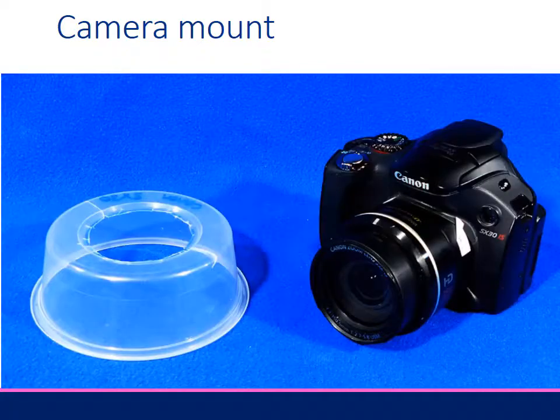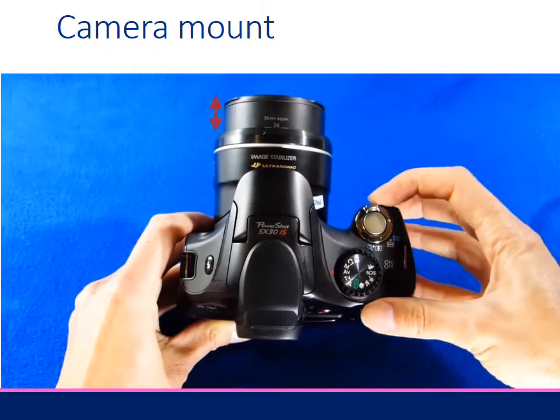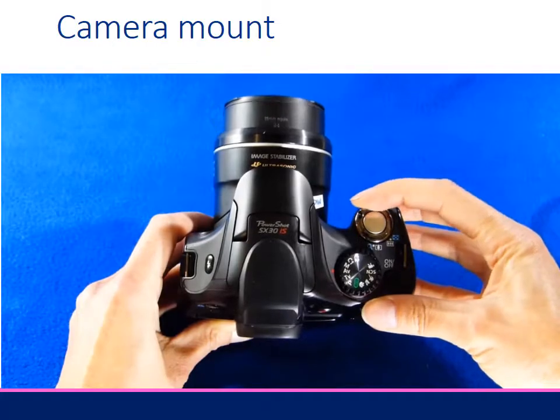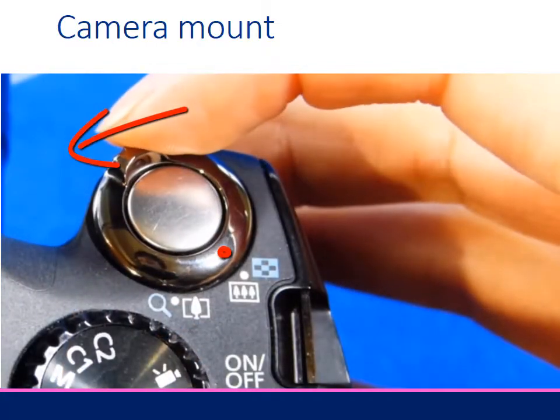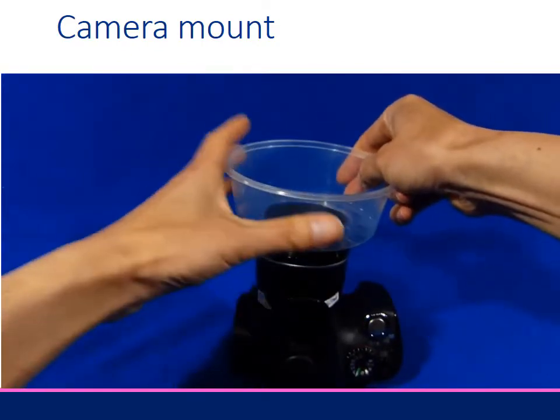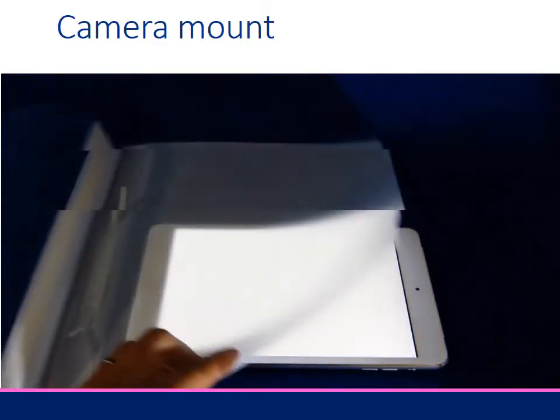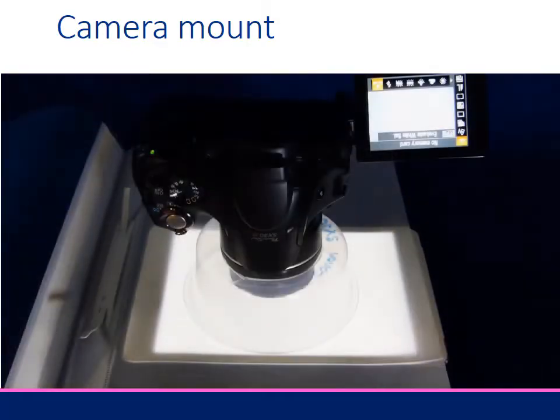I've already cut a hole in the base. To get the correct diameter hole, turn the camera so the lens extends and push the zoom toggle to wide, or 3 trees. The cut hole in the base should fit snugly when the lens is in the wide position. The setup is light box, diffuser and mounted camera.